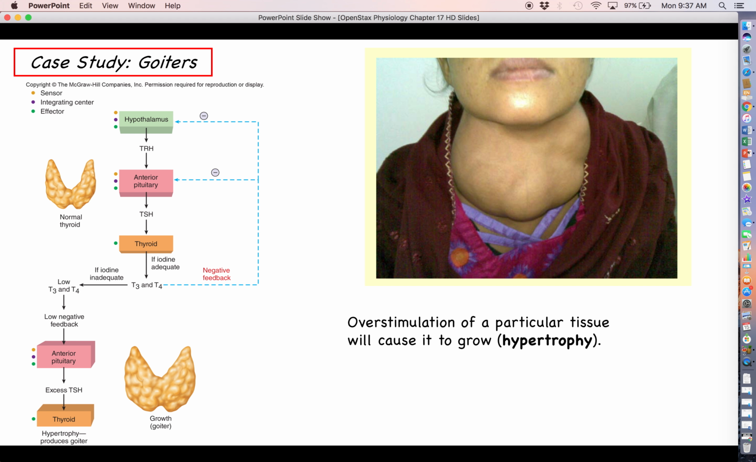When any tissue in the body is overstimulated, it doesn't have to just be endocrine tissue. When any tissue in the body is overstimulated with a particular ligand, that tissue has a tendency to grow in size, which is a process we call hypertrophy. If you've ever done a lot of weightlifting in your life, you've seen this hypertrophy in action. When you lift a lot of weights, you are stimulating your muscles a lot with the neurotransmitter acetylcholine. The more you lift your weights, your muscle tissue is going to grow in size. That is hypertrophy in action.